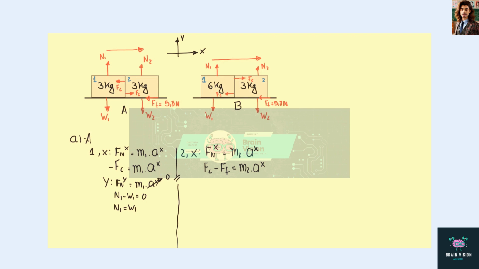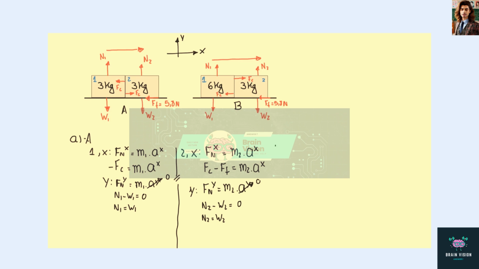Now continuing, for block number 2, y direction, we get the following. The net force acting on that block, in that direction, is equal to the mass of that block times its acceleration in that direction. It is not moving in that direction, so the acceleration is equal to 0. There are only two forces acting on the vertical direction, which are the normal force pointing to the positive direction and the weight force pointing to the negative direction. Then the normal number 2 is equal to the weight number 2.